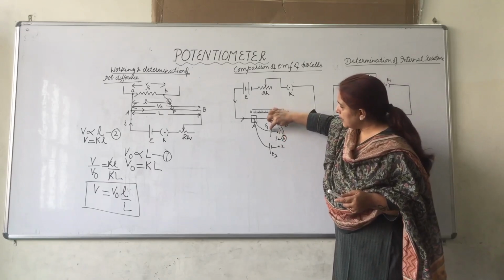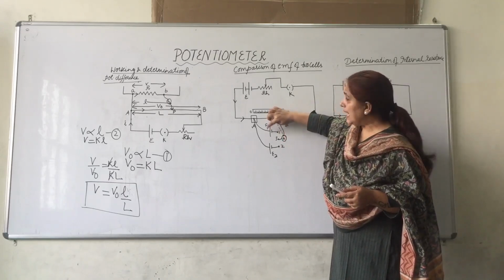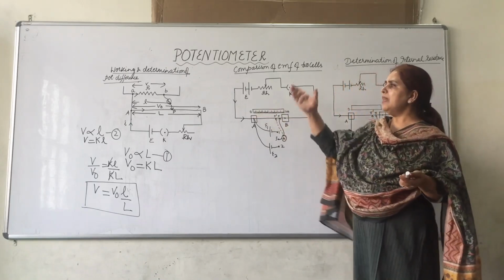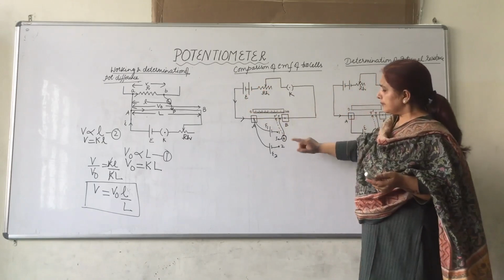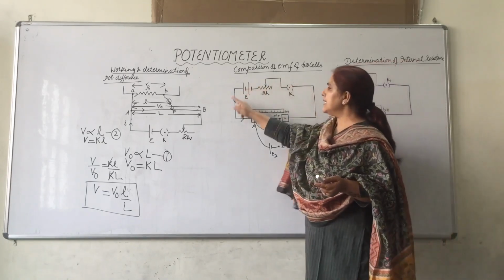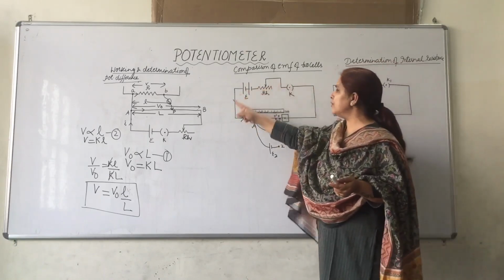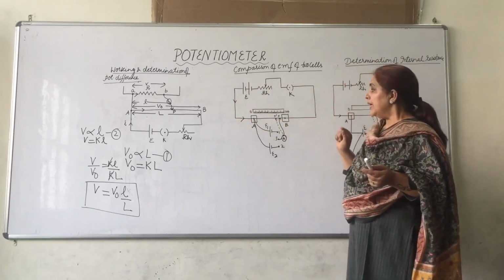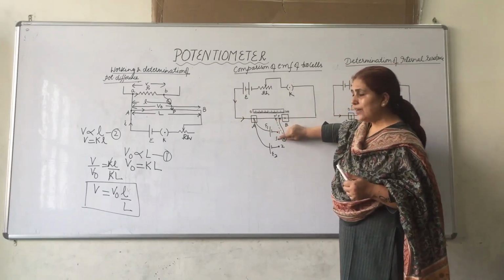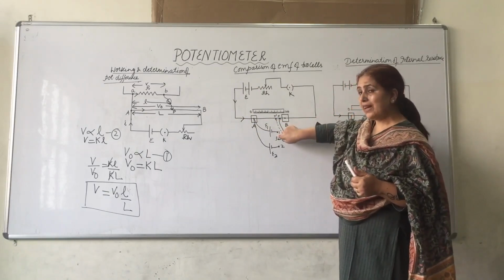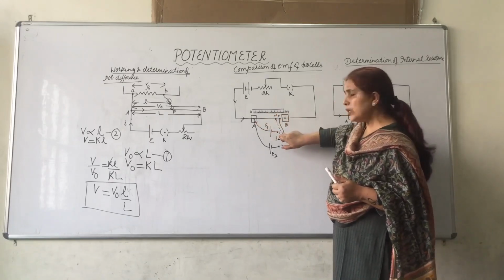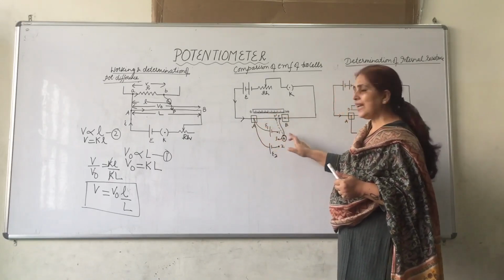As I told you, the positive terminal of this cell and this A have the same potential. Now we do the same thing that we did before. First we close the key K so that constant current starts flowing through the potentiometer wire. Now we insert the plug between 1 and 3. When we insert the plug between 1 and 3, this cell comes in the circuit.